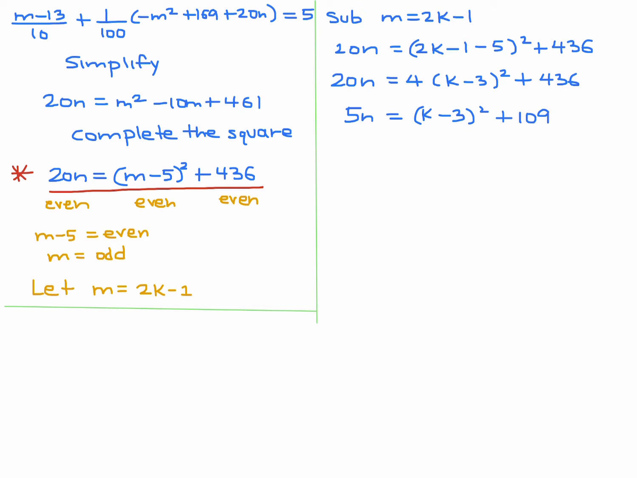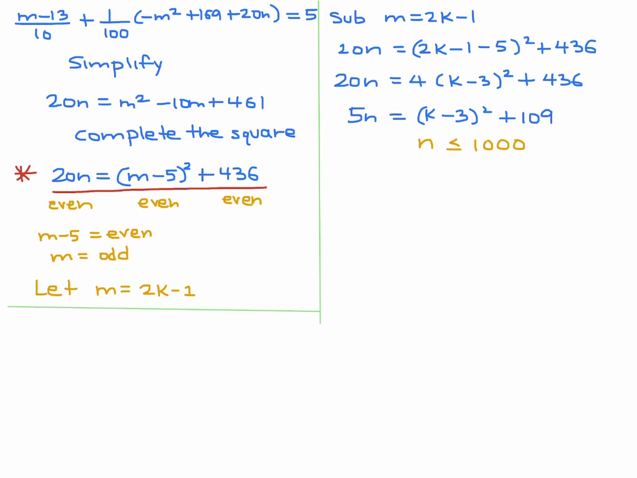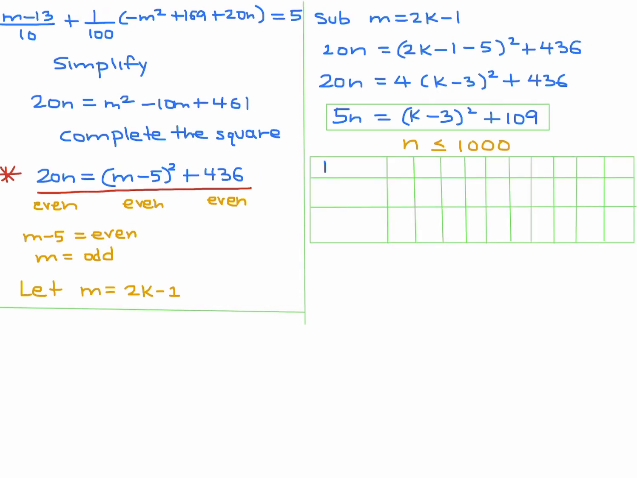All right. Now recall that n in the question was given to us as being less than or equal to 1,000. So we can use that to help us out. And what I'm going to do is make a little table and try to figure out how I can make this equation work. Well, we need to first consider values for k minus 3, then values for (k minus 3) squared, and then of course the entire expression, which is (k minus 3) squared plus 109.